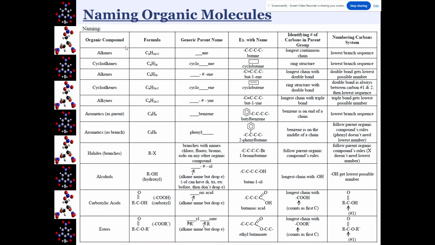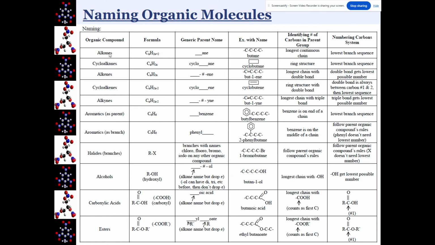And as you can see, there's different generic formulas for how many C's and H's are in the compound, as well as any other elements. There's also the different ways that we're going to be naming them, some examples, and there's a couple of different rules depending on the type of compound you have for identifying the number of carbons in the parent group or how to number the carbons in the parent group. Okay, so like I said, this seems like a lot, but we'll take a few lessons to go over it.